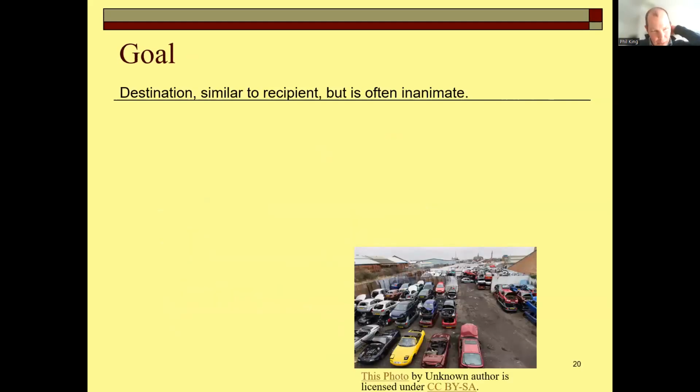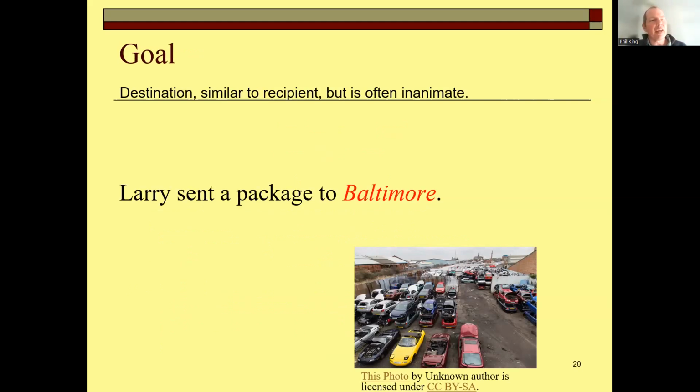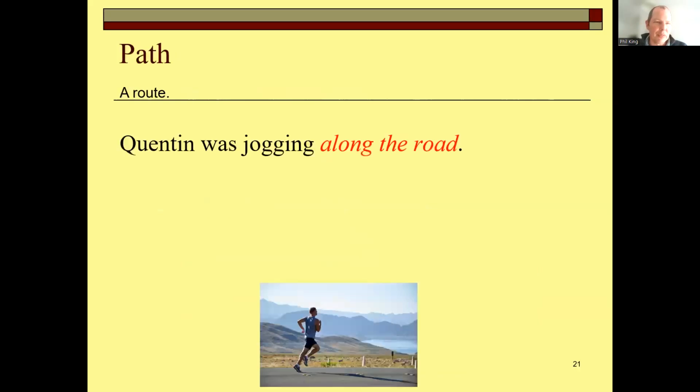Here are a few more goals. Goals are similar to recipients, but they're often inanimate things. So we just had the example of Larry sending a package to Baltimore. Another example, I drove my car to the scrapyard. That was the goal, where I was going.